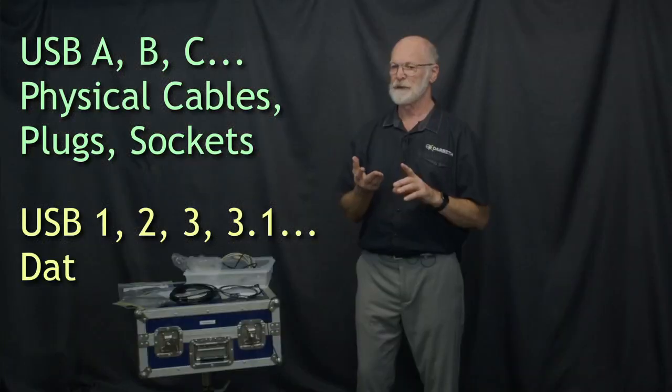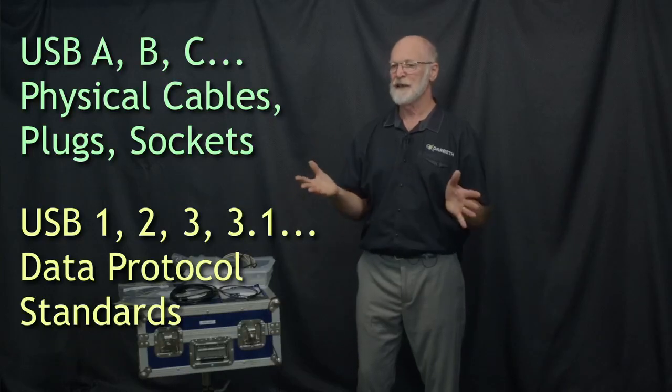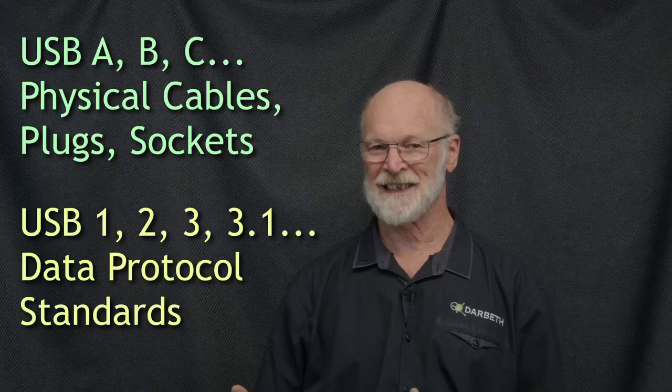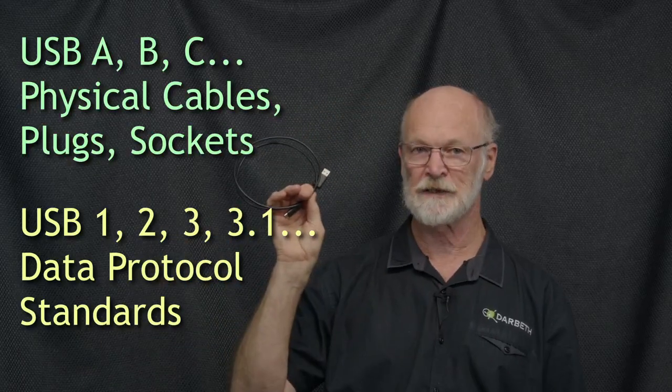So just to sum up, USB cables, A, B, C and so on refer to the physical standards, the shape of the plugs, the number of wires, all that sort of thing. USB 1, 2, 3 refer to the protocols which transfer the data over the wire. The bigger the number, the faster they can go, assuming you have the cables and the hardware to support it.